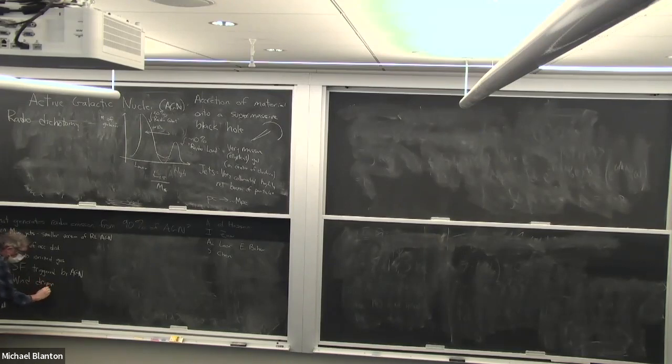AGN, or this, drive winds. Winds, if they're fast enough, can shock their surroundings. That produces cosmic rays. And so you have cosmic rays and you have a magnetic field, which can also generate the radio emission. So these are five completely plausible ways of generating radio emission in 90% of AGN.